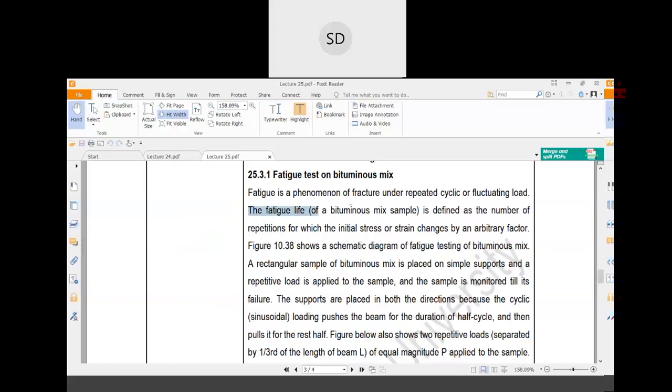Now, the fatigue life of a bituminous mix is defined as the number of repetitions for which the initial stress or strain changes by an arbitrary factor. The fatigue life indicates how many repetitions of a cyclic load can be taken care of by a particular pavement. Suppose there are 10,000 or 20,000 repetitions, after that, whatever the initial stress or strain of the body was, will change considerably. So basically, that is your fatigue life: how many repetitions of that cyclic load are required to change the initial stress or strain in a particular body by a considerable amount.